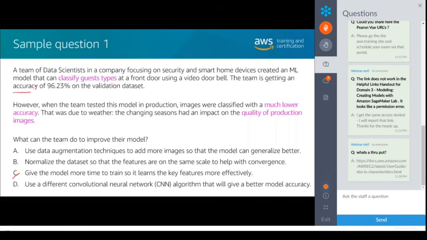The problem is my accuracy is on the validation data set. I'm actually potentially overfitting, so this is only going to potentially give me the same results. So I don't like C or D. So those lines are supposed to go through C and D. That leaves us with A and B. We don't like C, we don't like D, so we're down to A and B. Use data augmentation techniques to add more images.